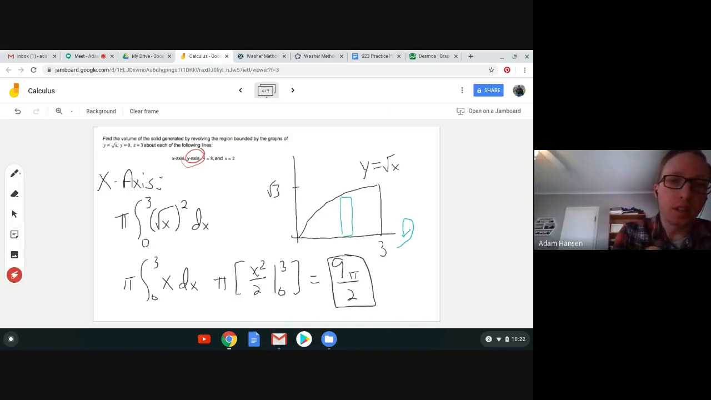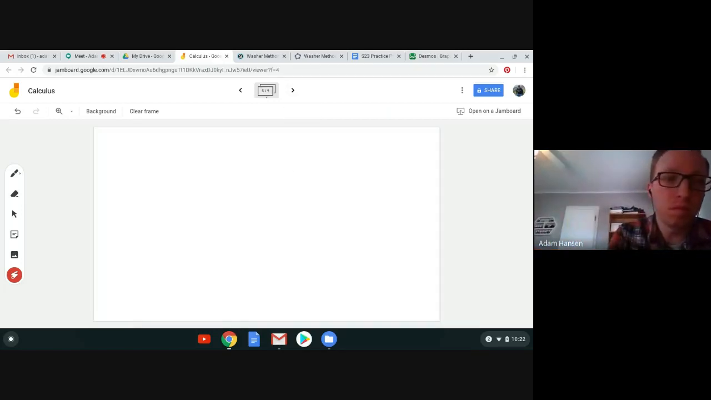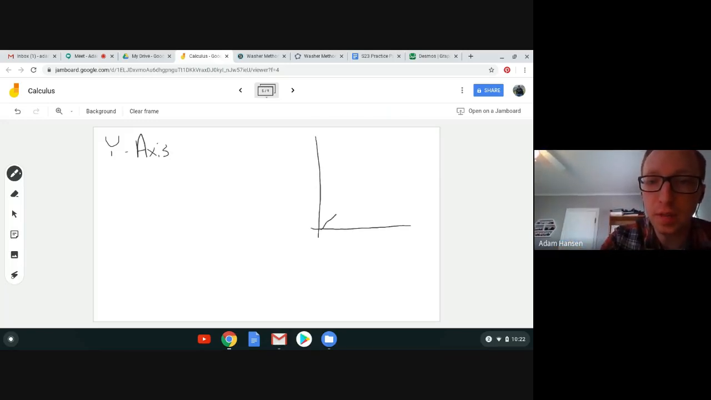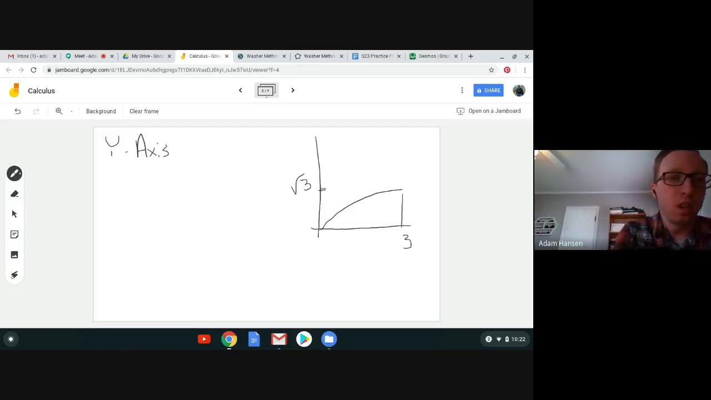Now let's look at the y-axis. As with everything, my best help when I'm first starting these types of questions is to draw a picture. Even if you graph it on Desmos, I would still draw a picture, because it really helps you put it in perspective by drawing it yourself. As crude as my drawings might be.